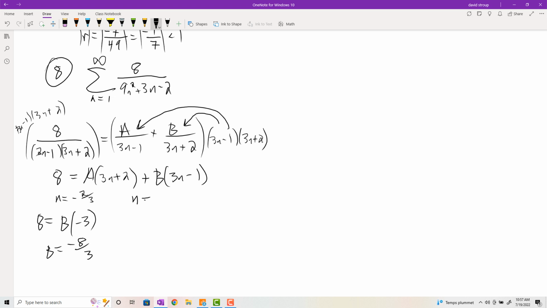And then try n equals 1/3. So you'll have 8 equals a times 1/3 times 3 plus 2, plus b times 0. So 1/3 times 3 is 1, plus 2 is 3. So a is 8/3.